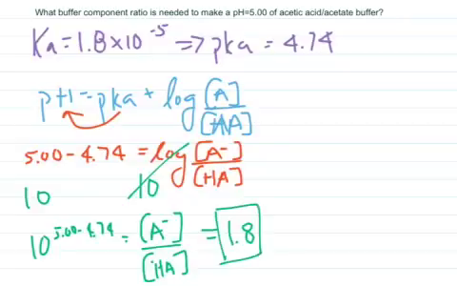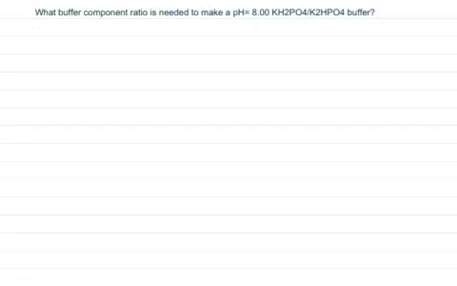So that is the ratio of the buffer component to make acetic acid to acetate buffer. Let's do another example. What buffer component ratio is needed to make a pH of 8.0 of potassium H2PO4 over K2HPO4 buffer? Well, the first thing I need to realize is this is a phosphoric acid that has potassium to it. Now, phosphoric acid is a polyatomic acid.